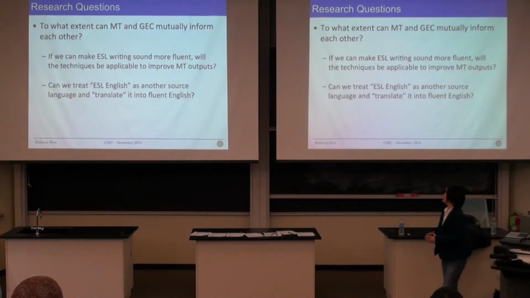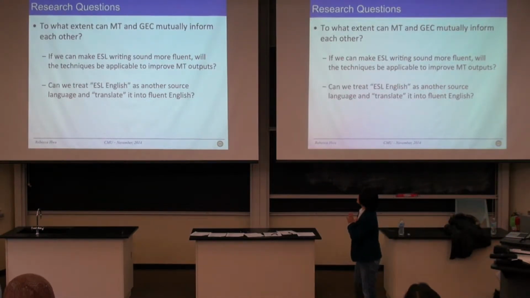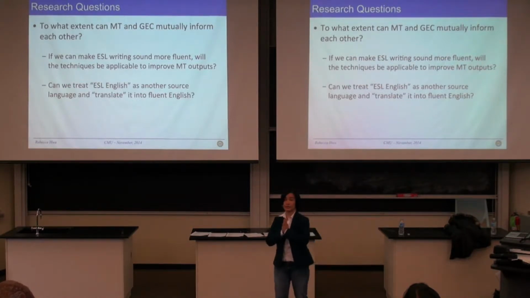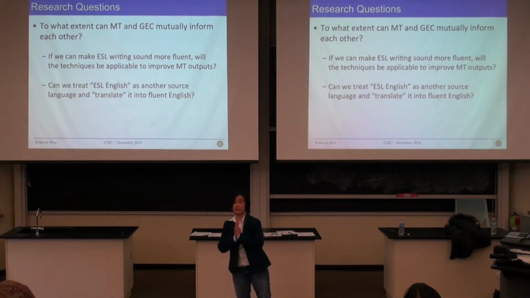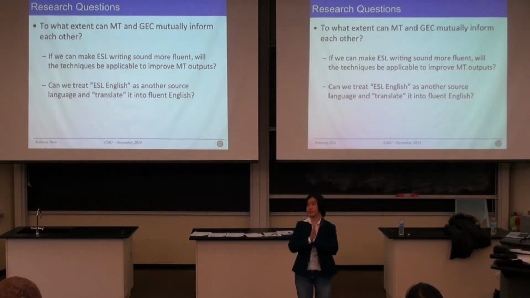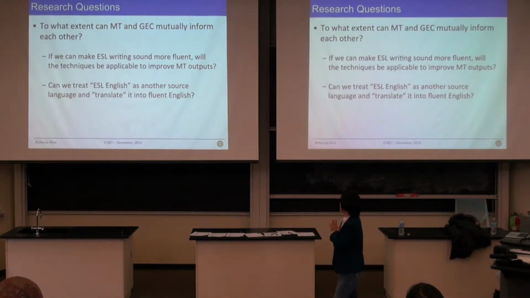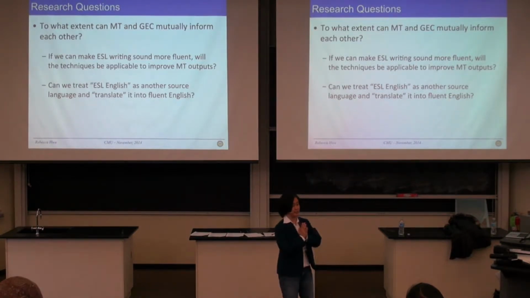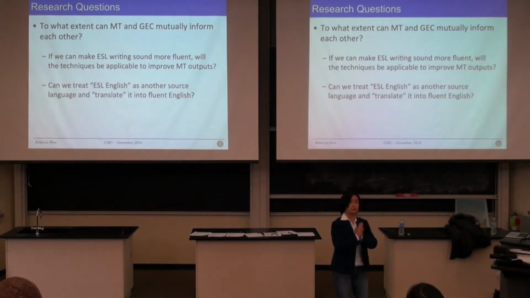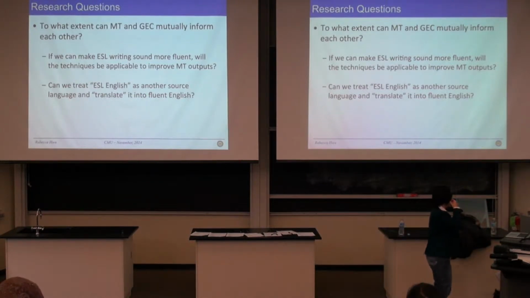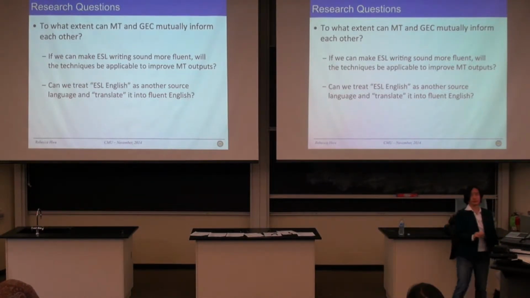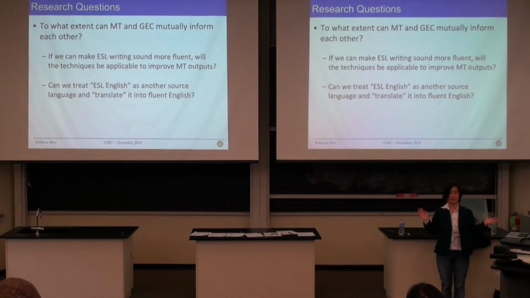So what we're interested in is this overall question. To what extent do MT and grammar error correction inform each other? Does knowing something about making ESL writing more fluent tell us how to make MT sentences more fluent? Or conversely, can we just think about ESL English as yet another kind of source language for which we're going to just translate into whatever standard American English is? So that's the question. I might as well give you the punchline right now. I'm not going to be able to answer this today. We started working on this, we have some initial results, and that's what I'll be talking about today.